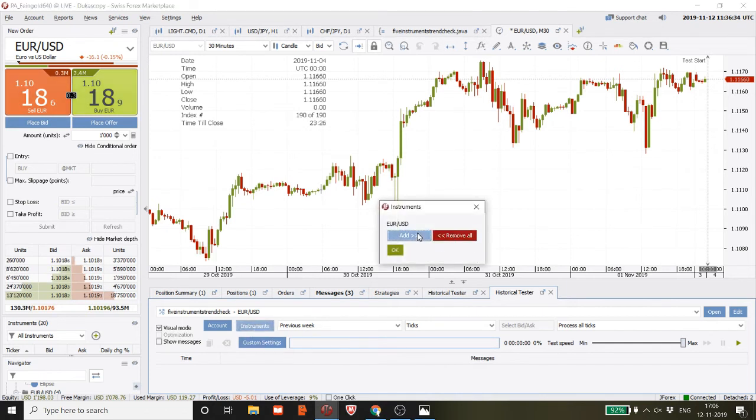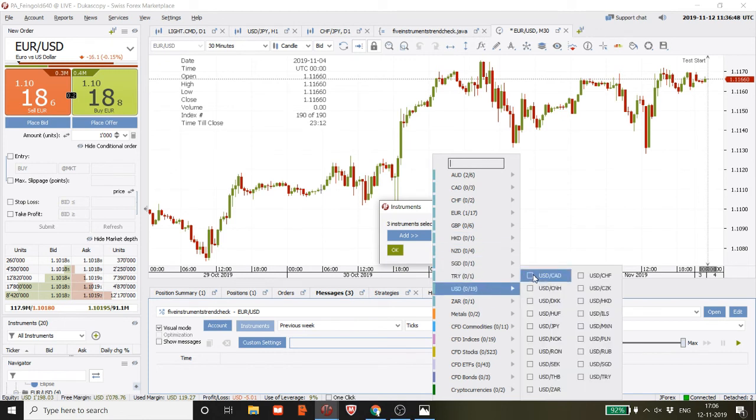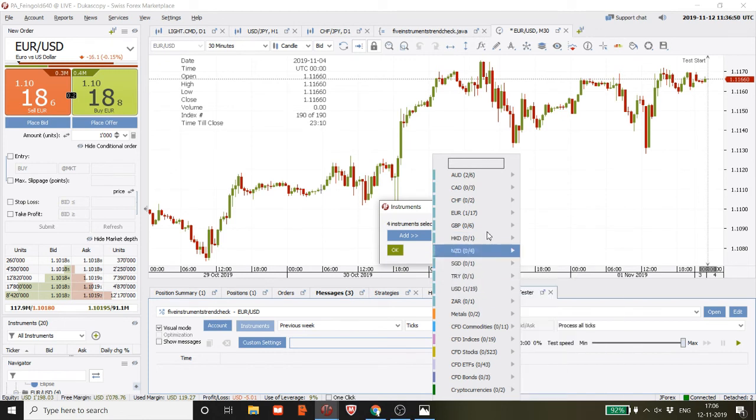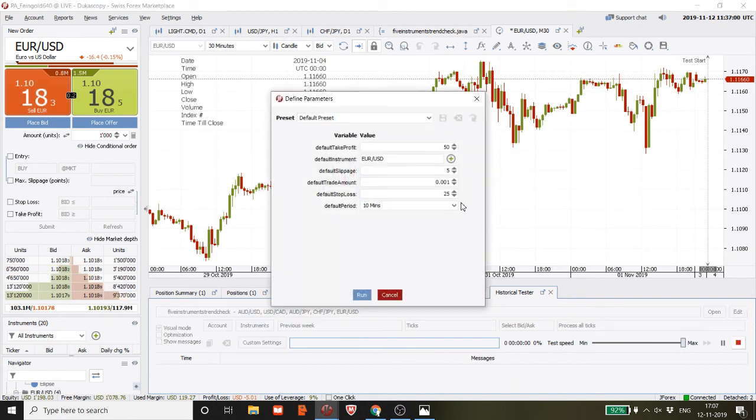Automatically it adds a test run on the 5 instruments, but it will not show us visually. That's why we will need to select them. So we have got the AUD JPY and AUD USD. Then we have got the USD CAD, Euro USD, and the other one is the CHF JPY. So 5, okay, and then start.